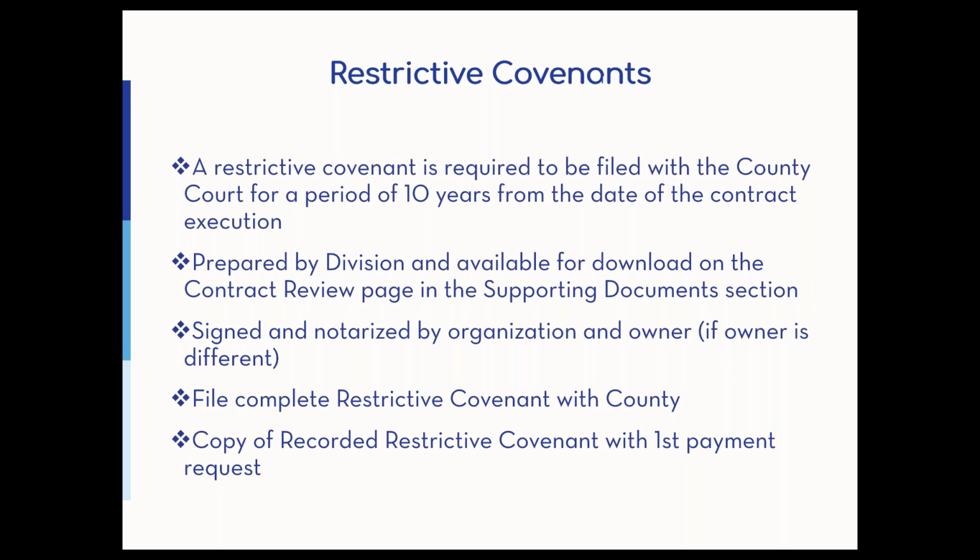So 99.999% of organizations go with the restrictive covenant. It is prepared by the division. You will have it signed and notarized on your end by your organization and the owner if the owner is different than the grantee. And then that will be filed with the clerk of county courts. And a copy of the recorded restrictive covenant is part of your first deliverable for your first payment.